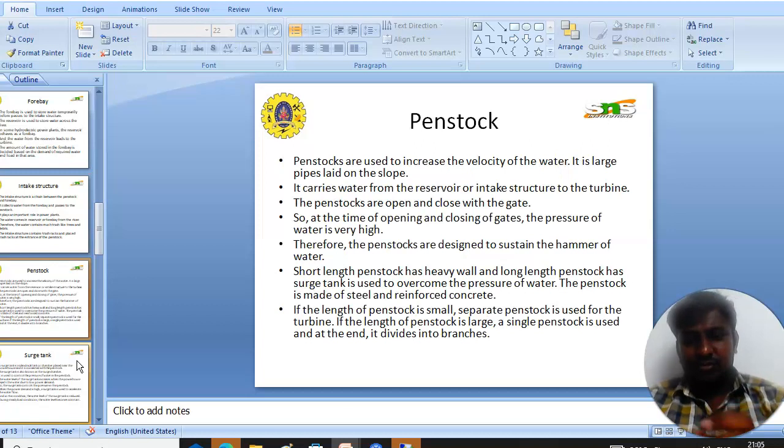The penstock is used to increase the velocity of the water. It is a large pipe laid on a slope. It carries the water from the reservoir or intake structure to the turbine. The penstock is opened and closed with a gate. So at the time of opening and closing of the gates, the pressure of the water is very high. Therefore, penstocks are designed to sustain the water hammer. A short-length penstock has a heavy wall, and a long-length penstock has a surge tank used to overcome the pressure of the water.